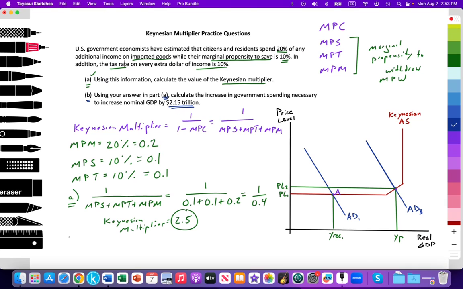Okay, so let's look at part B. So the idea here is we have a change in government spending. We don't know what that value is going to be. And it's going to multiply out according to the Keynesian multiplier by 2.5 times. So some level of government spending multiplied by 2.5 will give us a total level of nominal GDP spending of 2.15 trillion.